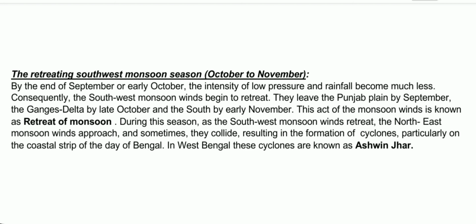During this season, as the southwest monsoon winds retreat, the northeast monsoon winds approach, and sometimes they collide, resulting in the formation of cyclones, particularly on the coastal strip of the Bay of Bengal. In West Bengal, these cyclones are known as Ashwiner Jhar.